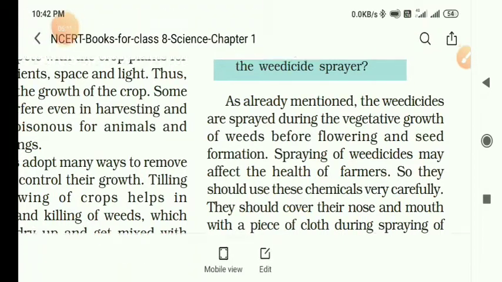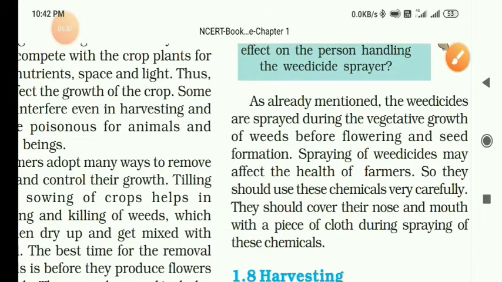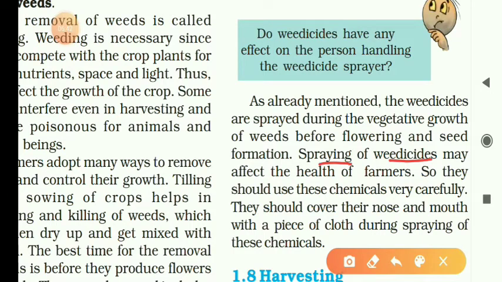Spraying of the weedicides may affect the health of the farmers. See, spraying of weedicides will affect the health of the farmers. So that is why they should use these chemicals very carefully. They should cover their nose and mouth with a piece of cloth during the spraying of these chemicals.